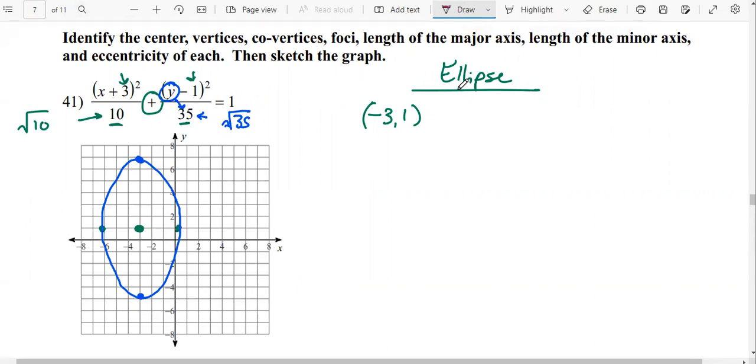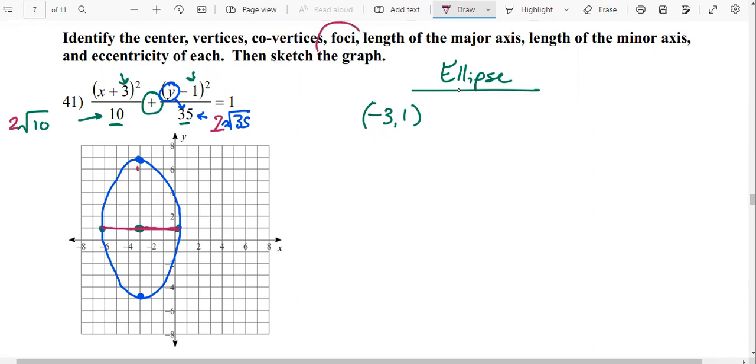Now we're supposed to find the length of the major axis and the length of the minor axis. So here's your minor axis. It's just 2 times a, so it's 2 square root of 10. And this major axis is 2 times b, so it's 2 square root of 35. Not too difficult.